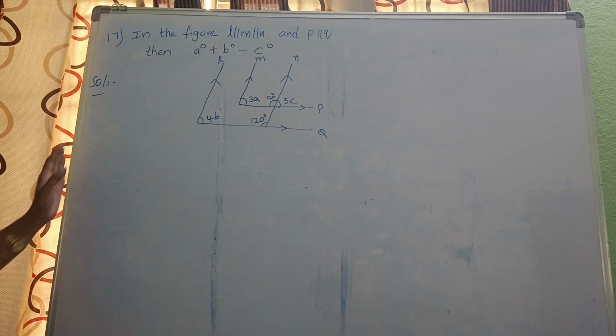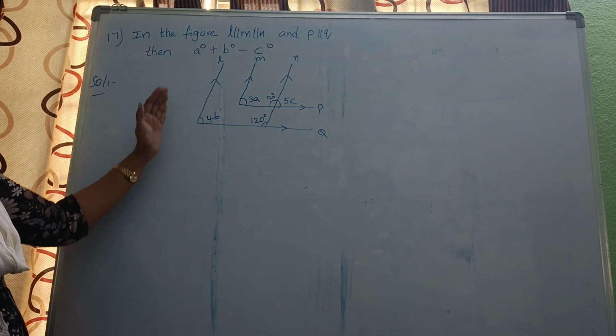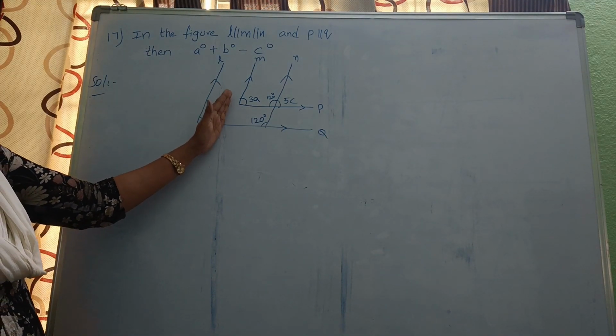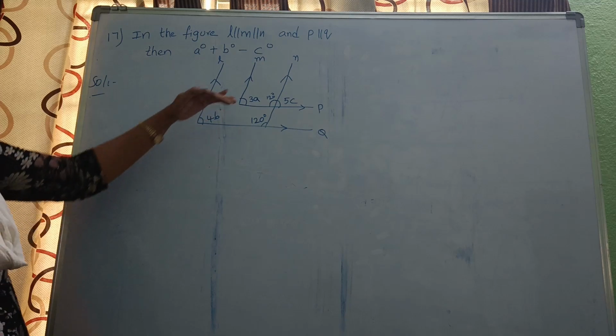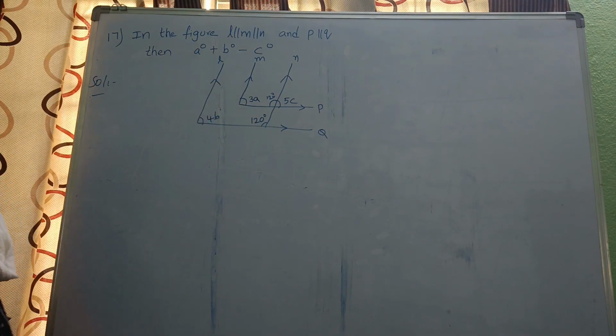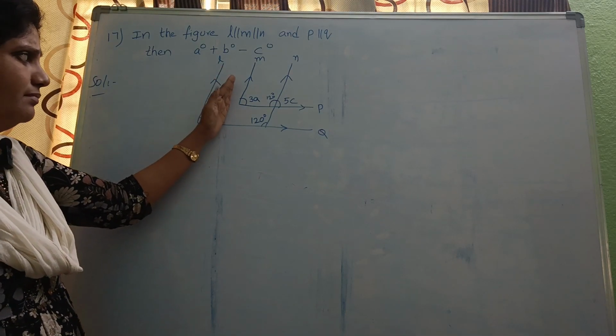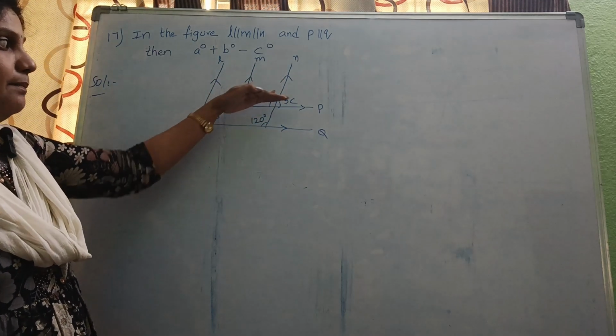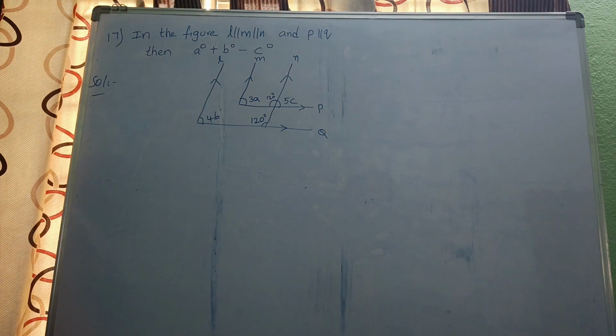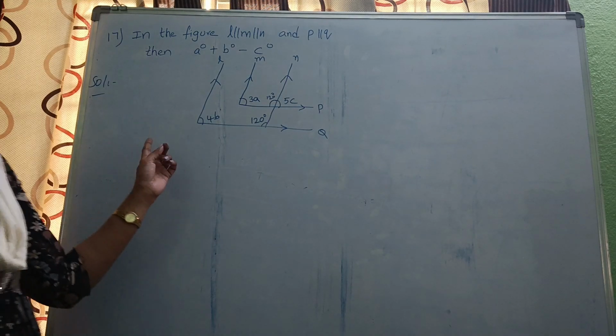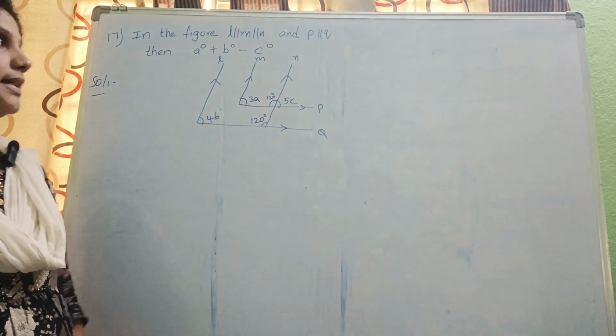Now today we will discuss this problem in this figure. L is parallel to M, M is parallel to N, and P, Q are parallel to each other. So first we should read the question and compare it with the figure. Then what we need to find? A degree plus B degree minus C degree.